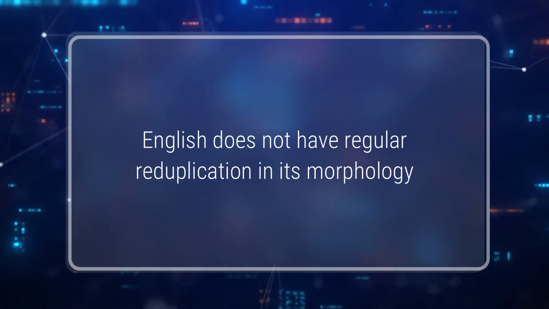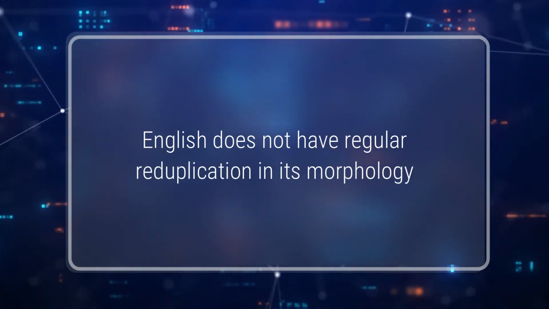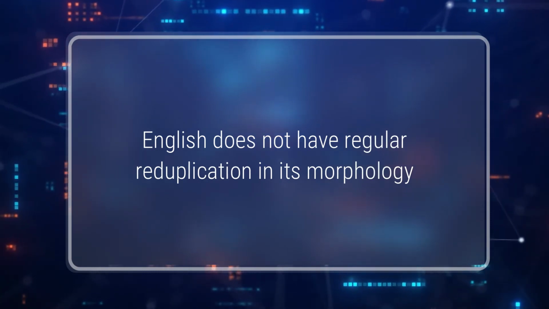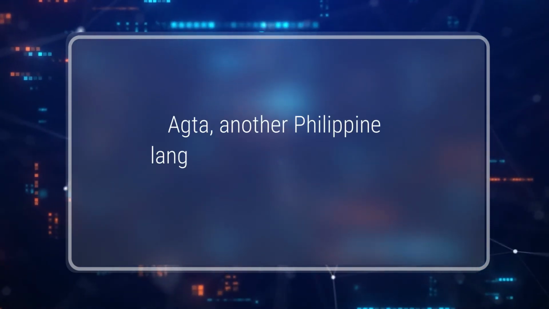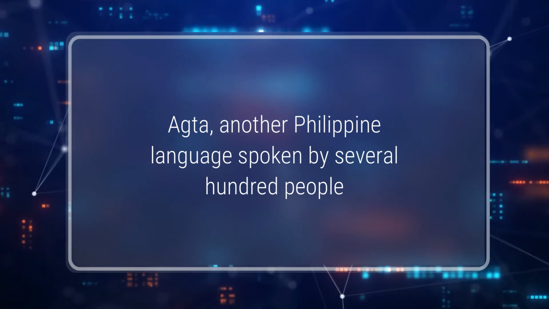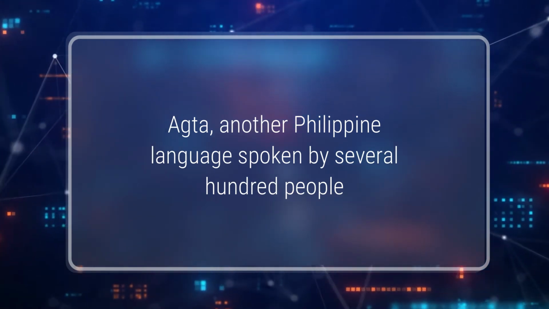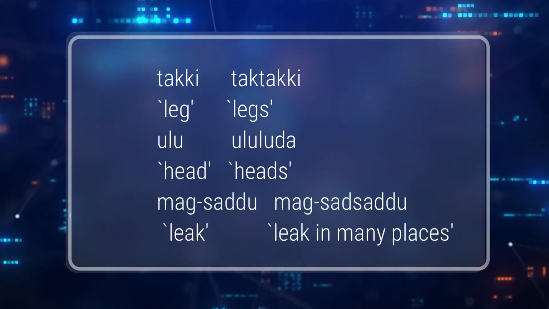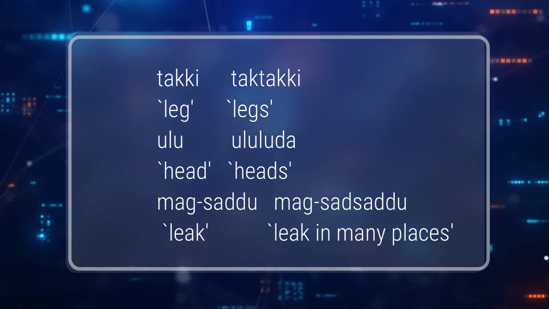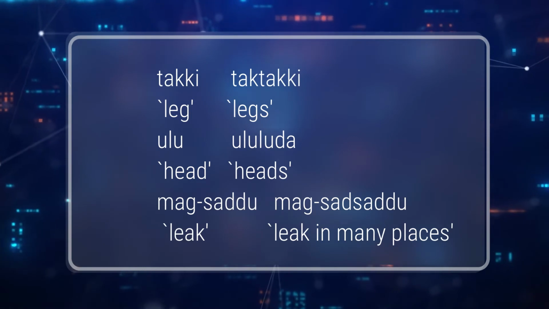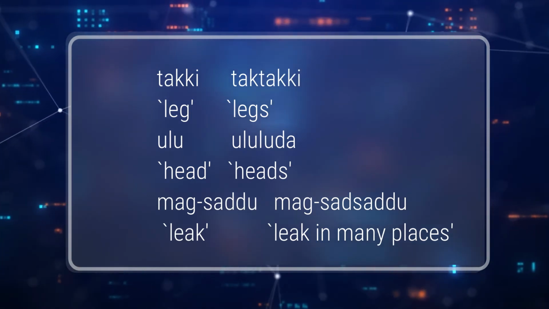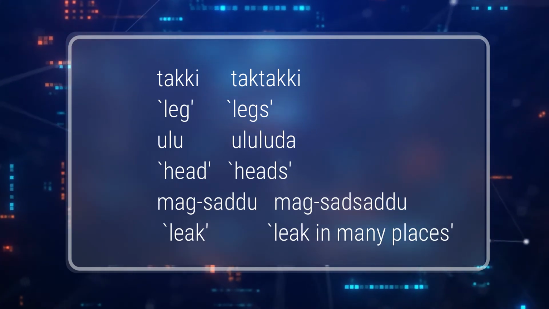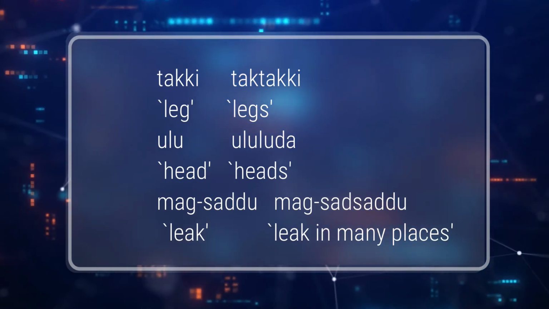English does not have regular reduplication in its morphology, or the repetition of all or part of a word. But many of the world's languages do. Say, for example, in Agta, another Philippine language spoken by several hundred people, takke means leg, taktakke means legs, ulo means head, ululuda means heads, magsado means leak, magsadsado means leak in many places.